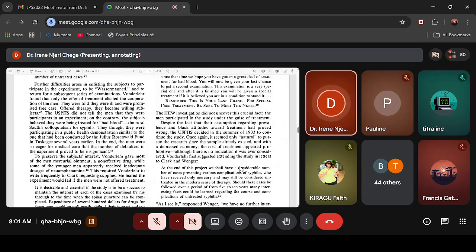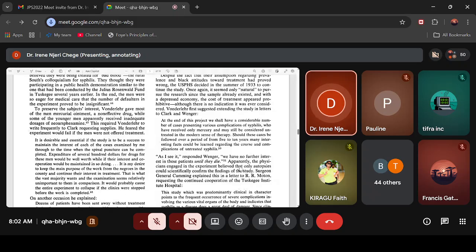So of course, in the end, the men were eager for medical care. So the numbers of defaulters, the ones who refused to come, because remember, syphilis in the beginning is a very physical disease. You can see the signs. So the men, after they were recruited, thought they were being treated. So the numbers of dropouts were very low because everyone thought they were benefiting from a cure.